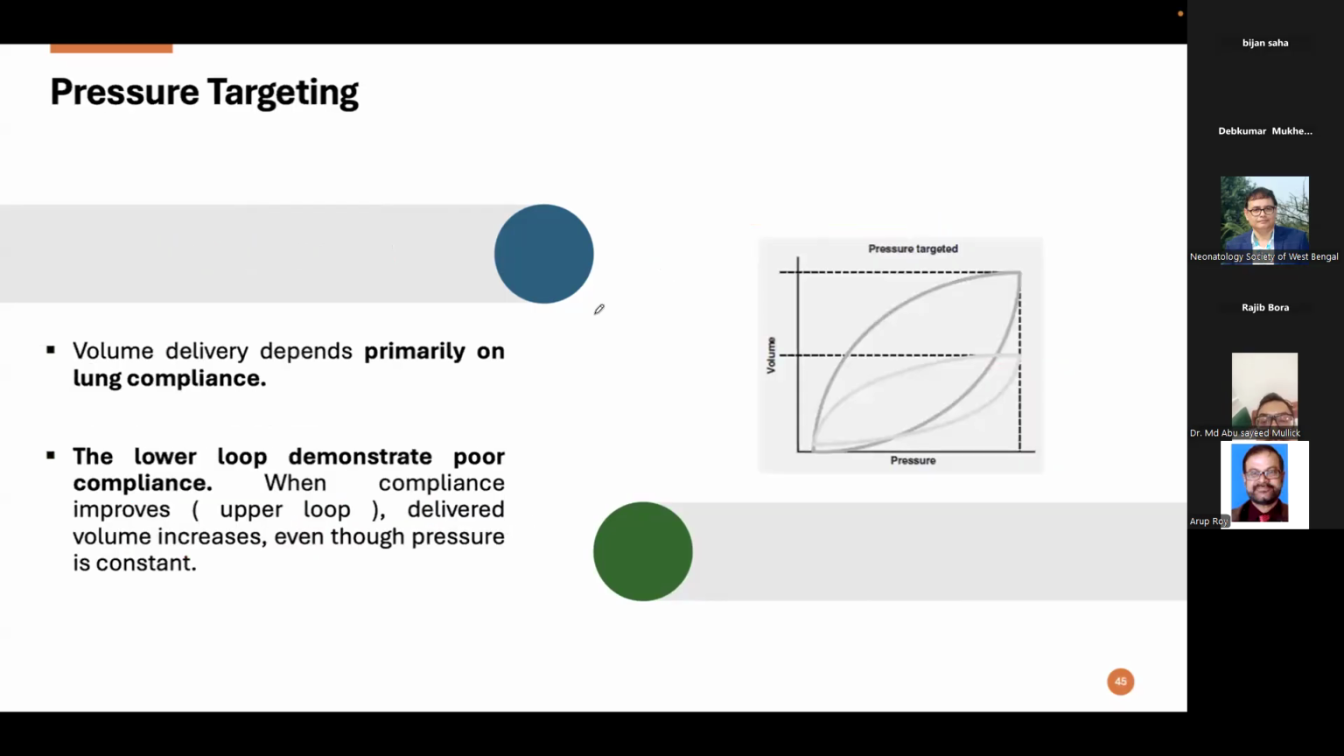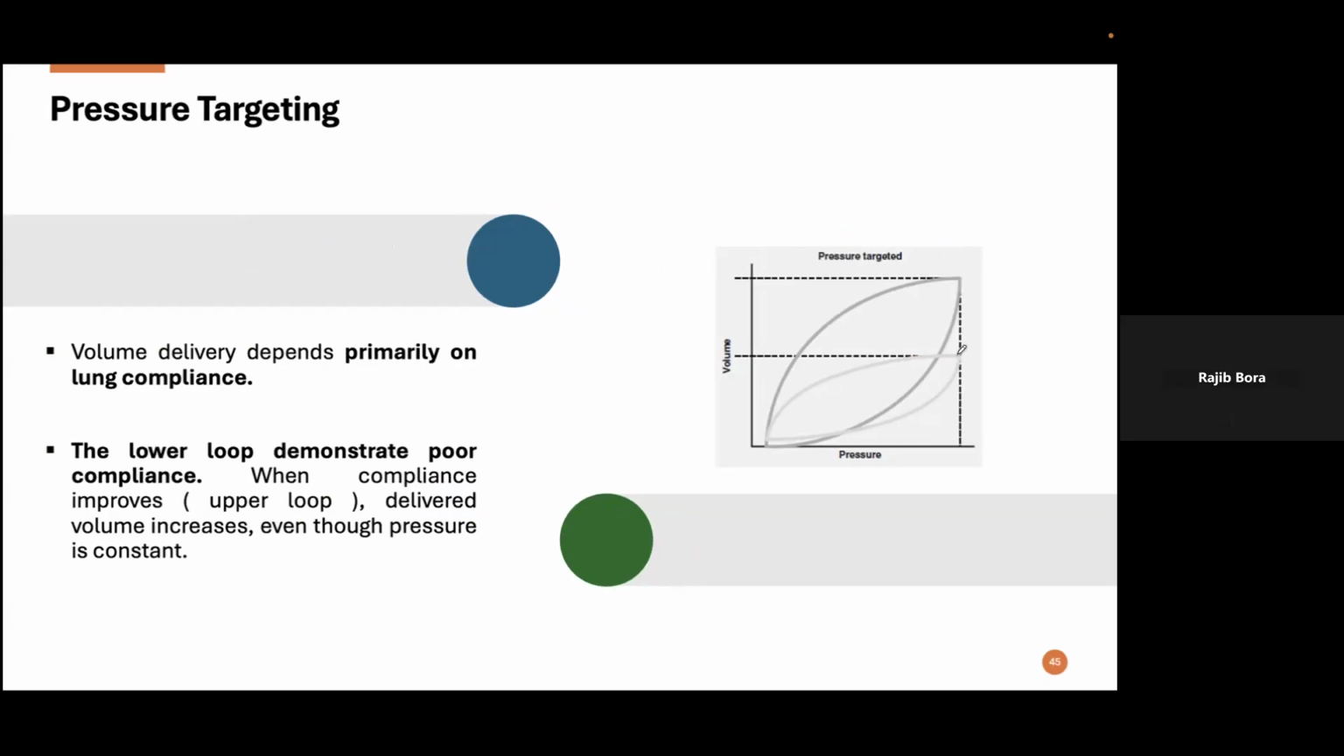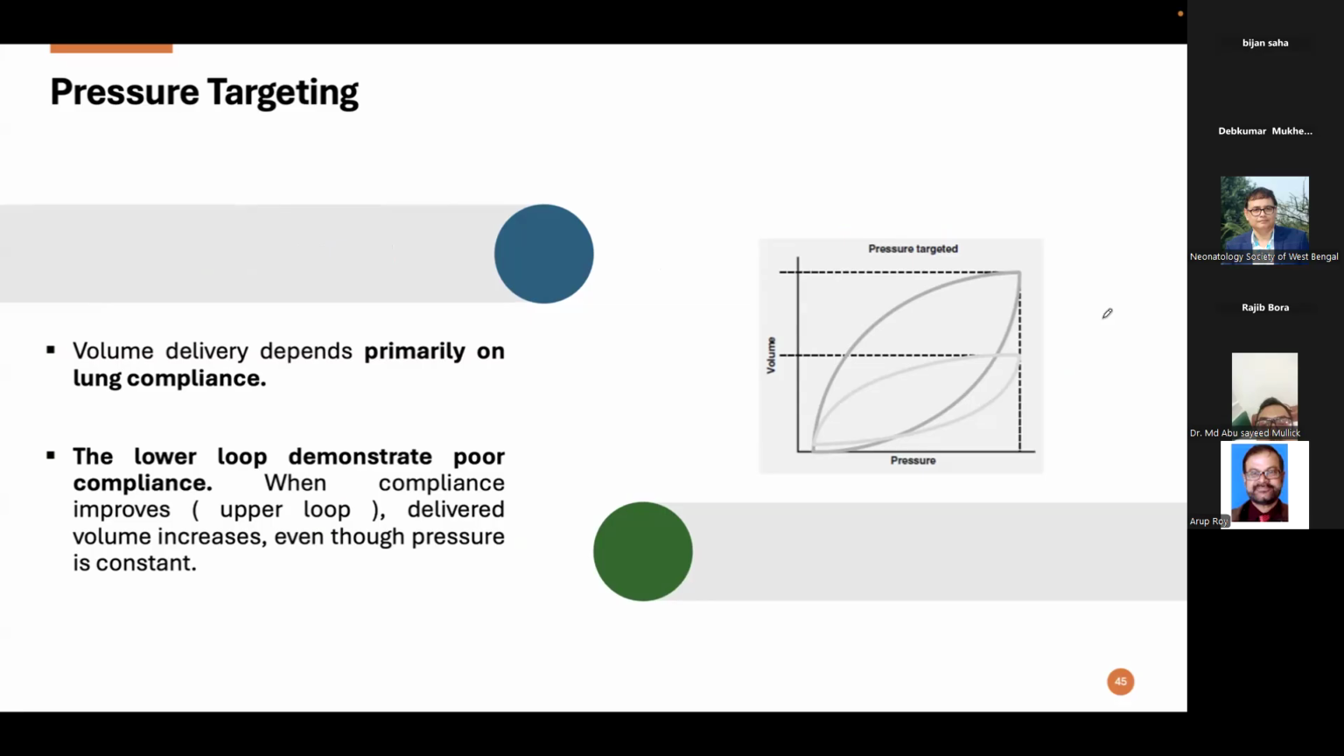In pressure targeted ventilation or pressure control ventilation, your pressure remains the same, but your volume differs depending on the compliance of the lung. This we all know. So your curve will look like this. Pressures will be the same, but the volume will either increase or decrease depending on the mechanical properties of that lung at that particular point of time.